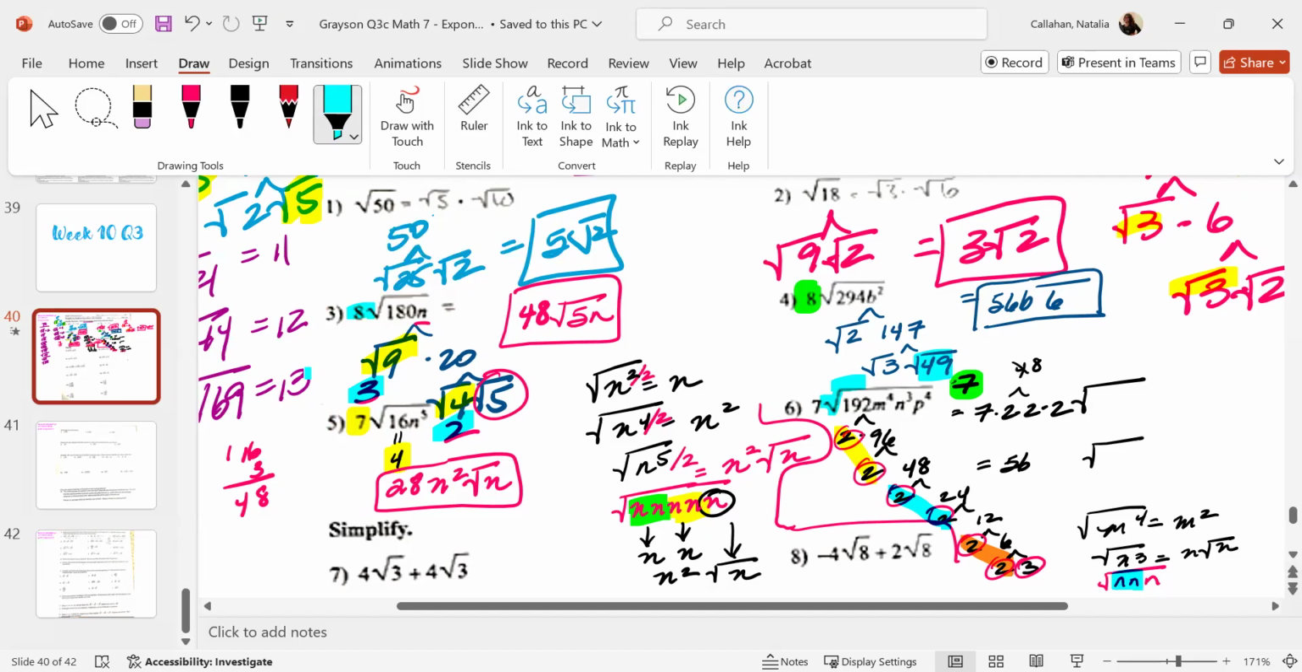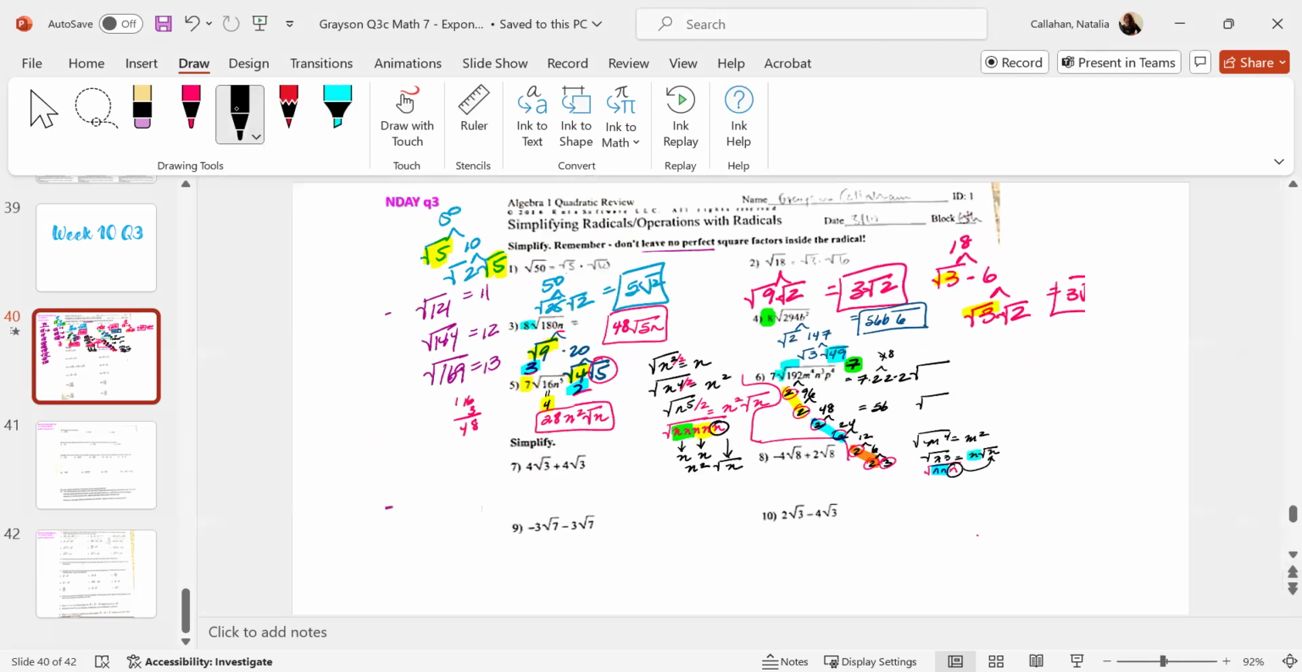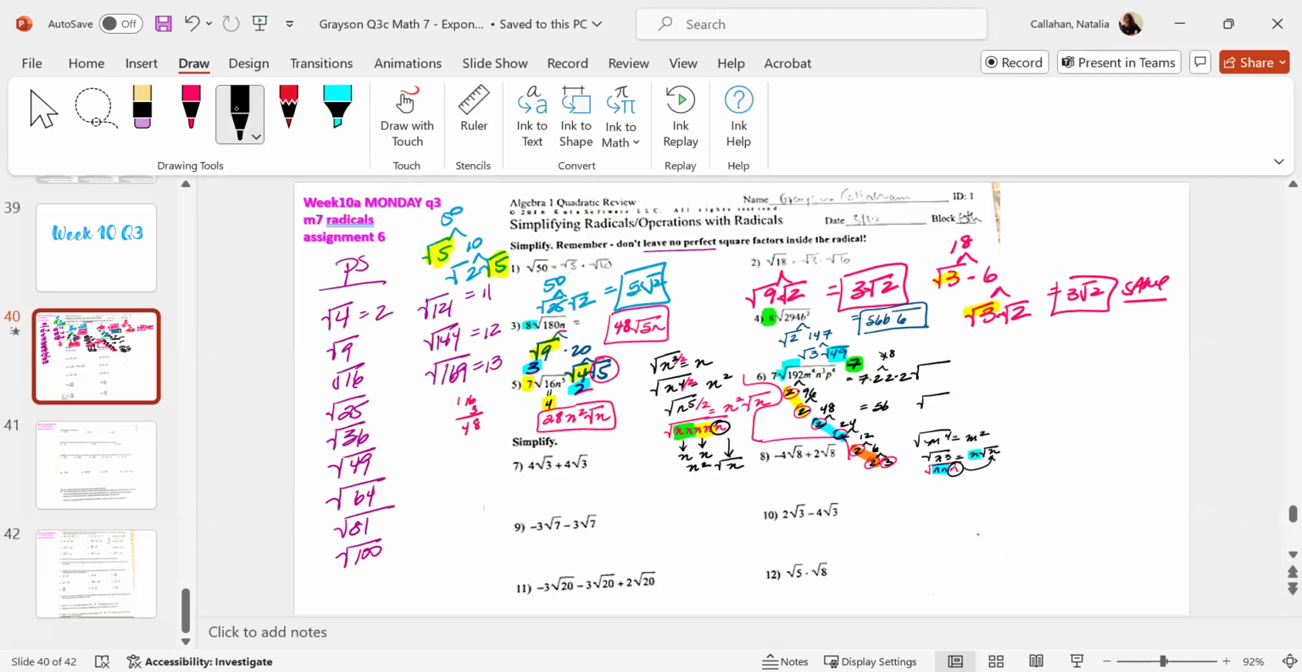I could take those two out, and it becomes an n right there. Do you see that? Yes. But then what do you do with this n right there? You put it back in there. Do you see that? Yes. We just did this right here with this n right here.